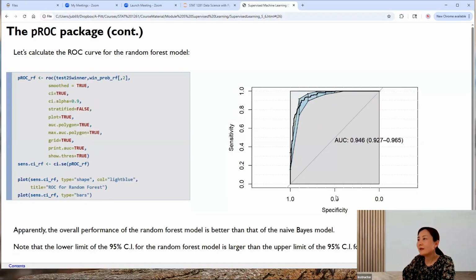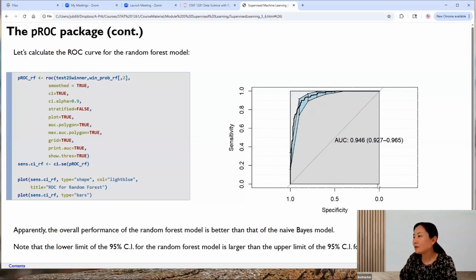And this is the naive Bayes model. How about the random forest? You see the area under the curve is 0.946. It's much bigger. Okay. And the confidence interval is between 0.927 and 0.965. And a drawback is you cannot put the two curves in one plot. Right? I don't think there is that option.